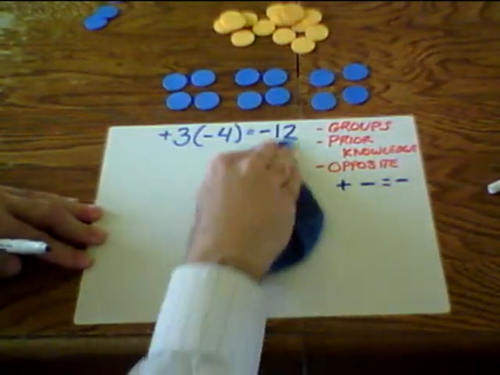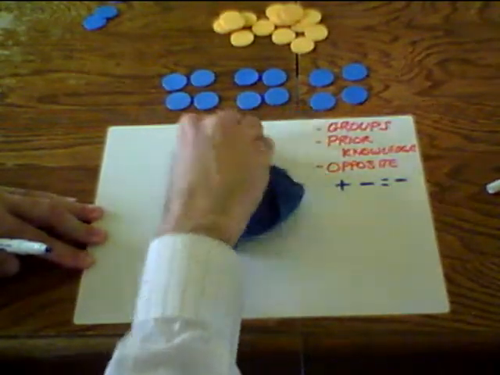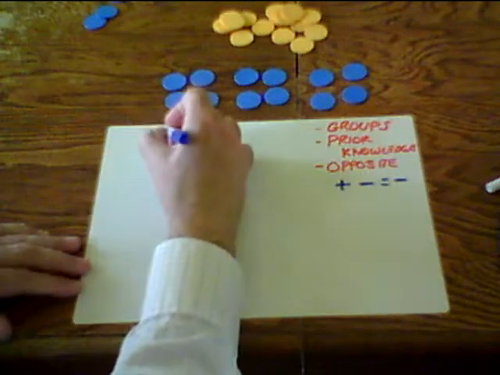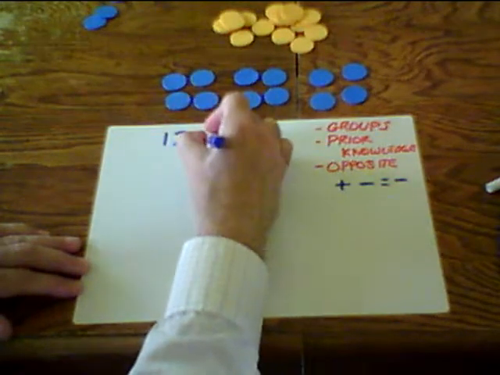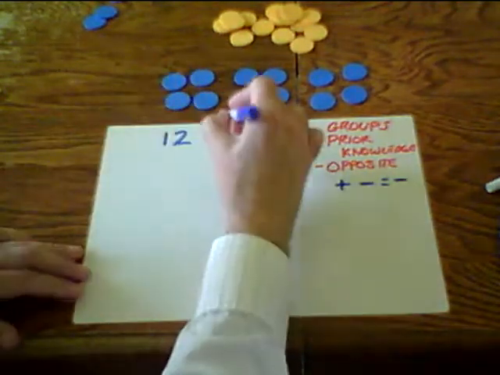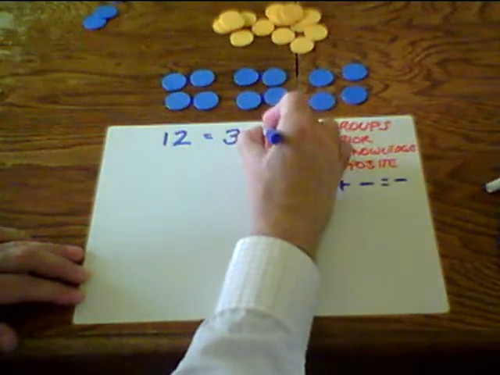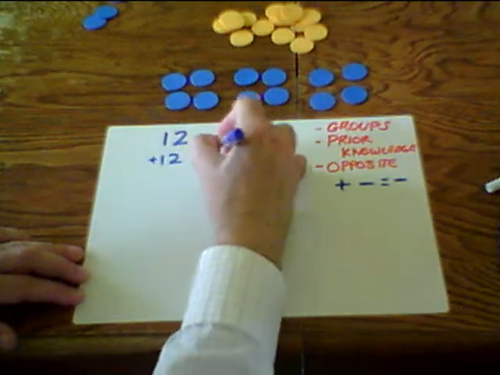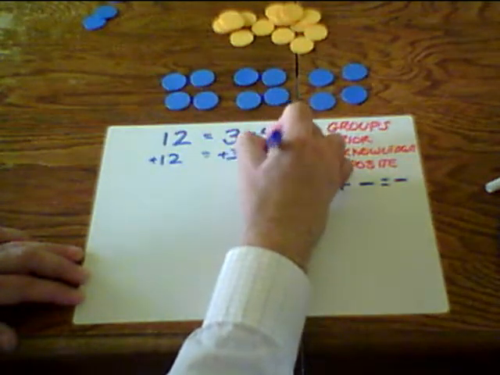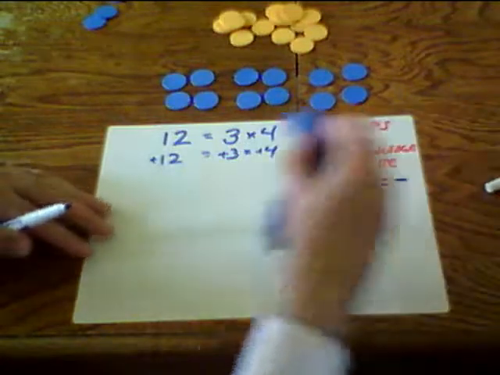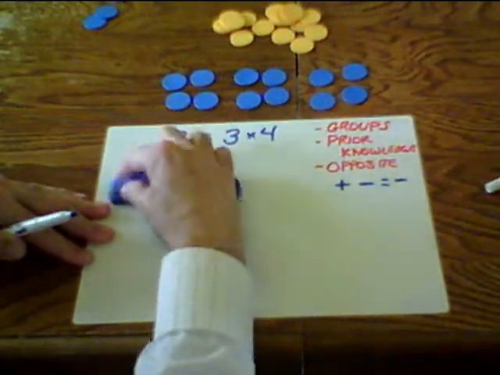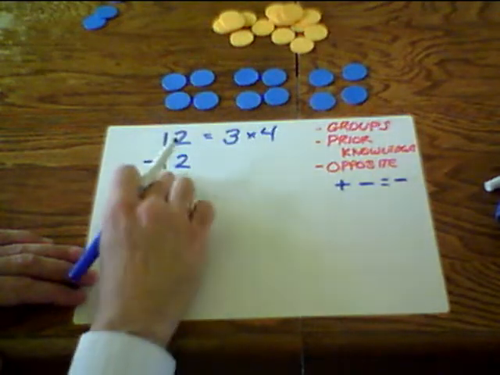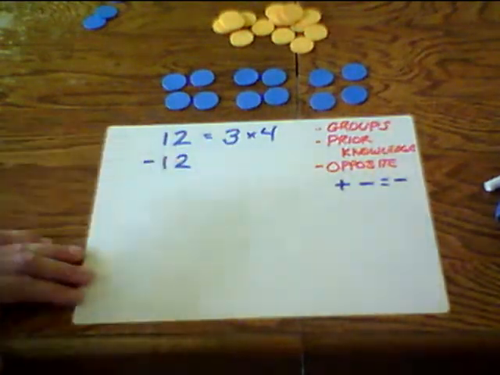Now we're going to bring in the idea of the opposite. So this opposite idea. So let's just take a look at the number 12 and decompose it in terms of 3 times 4. Or positive 12 is positive 3 times positive 4. It doesn't really matter which one you use. Now, if I ask them what's the opposite of 12, they would, of course, tell me negative 12.